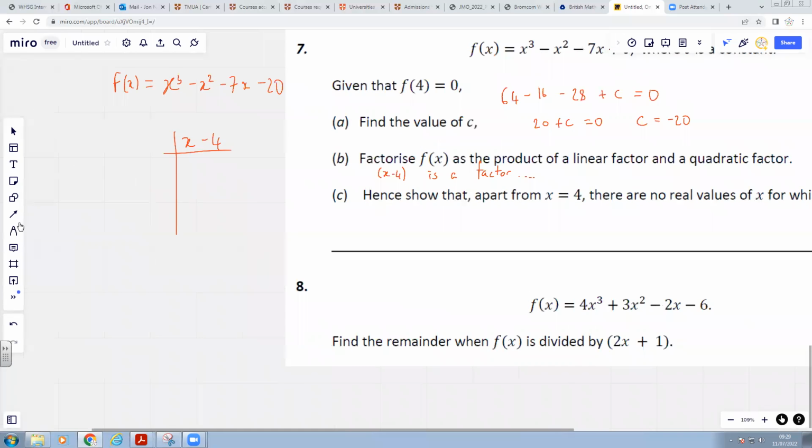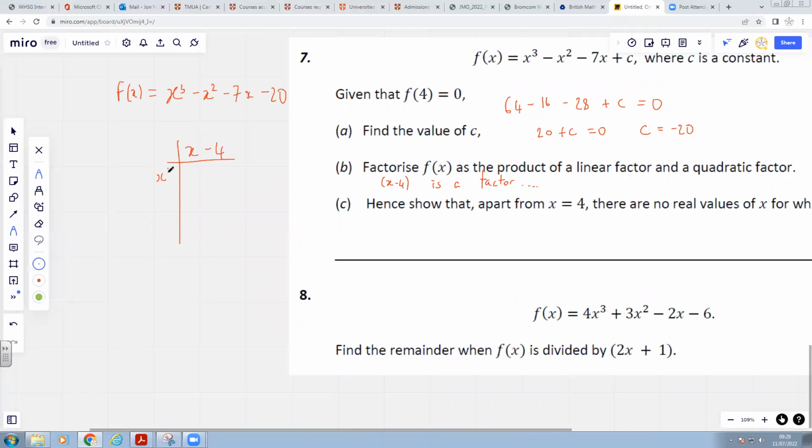Okay, so what do we need here? We need an x squared. And pause the video if you like and try and do this if you like this method. That gives you an x cubed, so we can tick that. But it also gives you a minus 4x squared. But we want a minus 1x squared, which means we need another positive 3x squared, which means that must be 3x. Then that gives us minus 12x, but we only want minus 7x, which means we need to add 5x, which means that must be 5. Got that now. And that gives me minus 20, which tells me I've done it right.